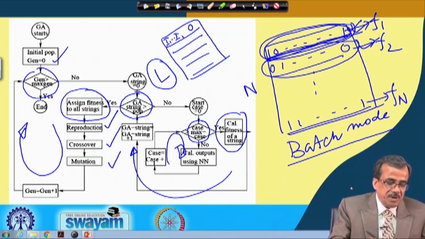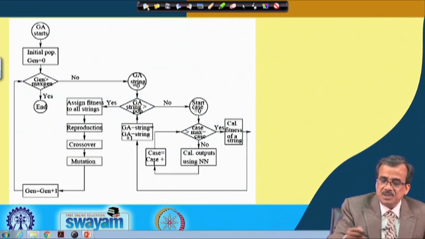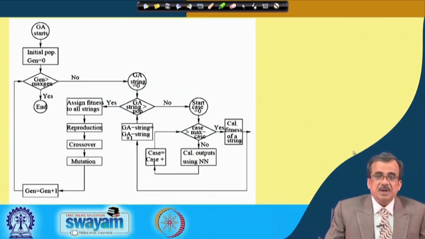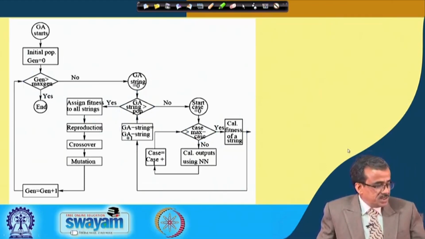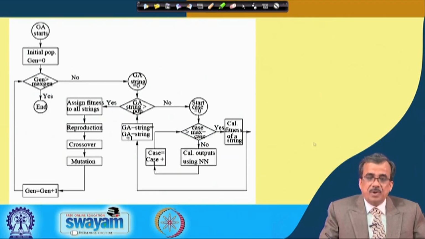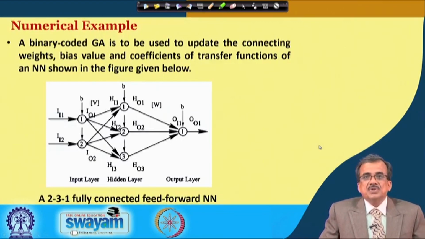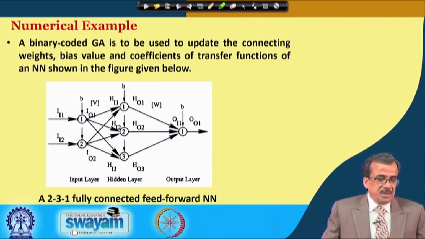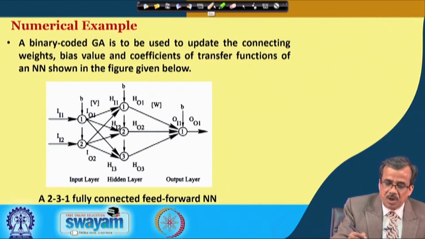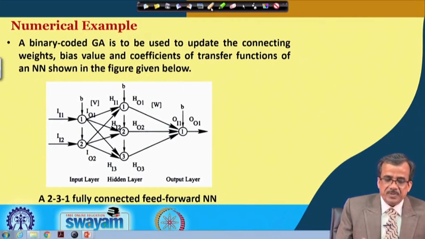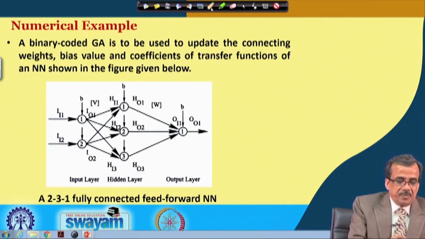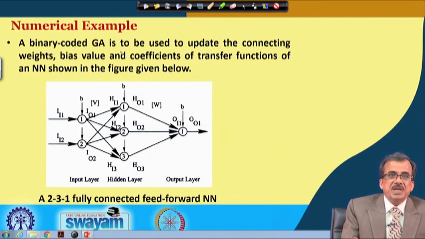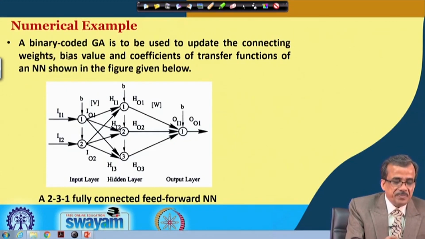The working principle of this genetic algorithm, genetic neural system we have already discussed, and now what we are going to do, we are going to solve one numerical example just to make it more clear. Now, here I am going to solve one numerical example, and I am going to give the statement of this numerical example.